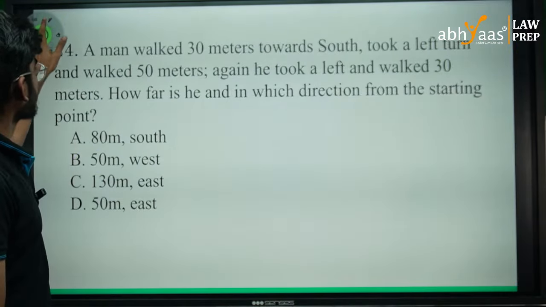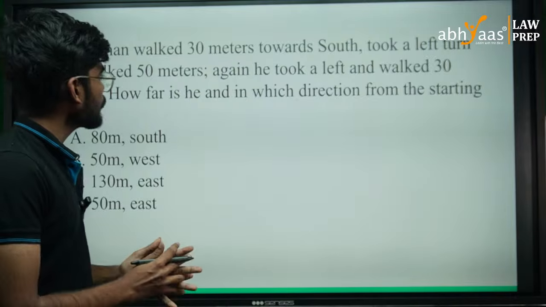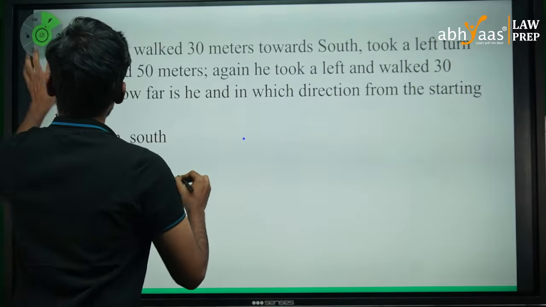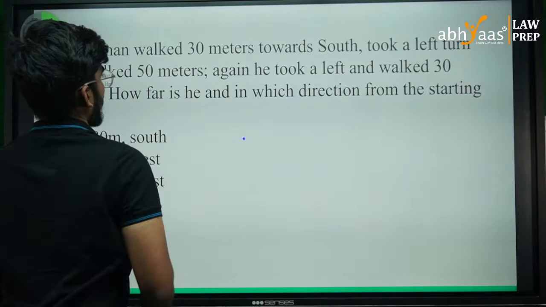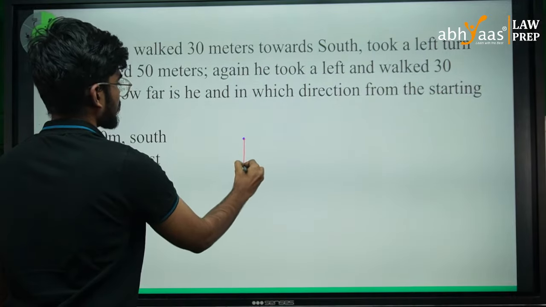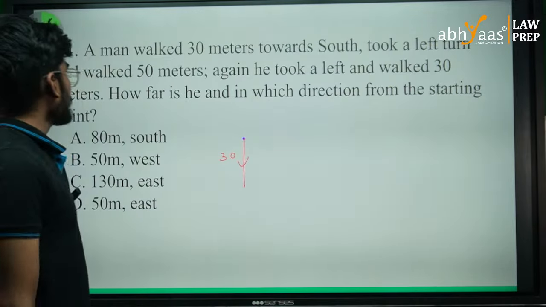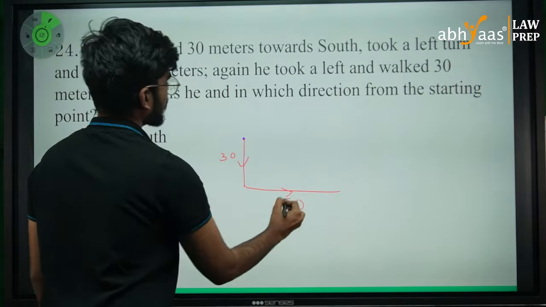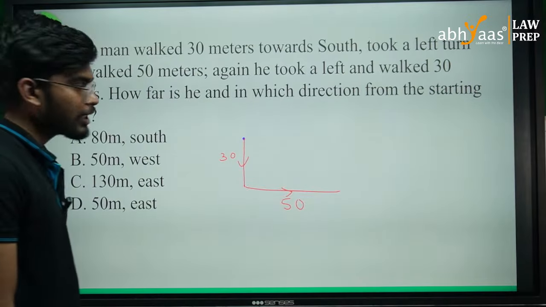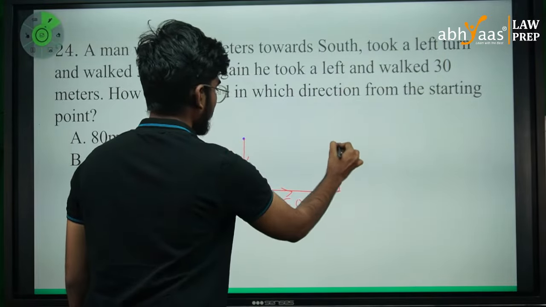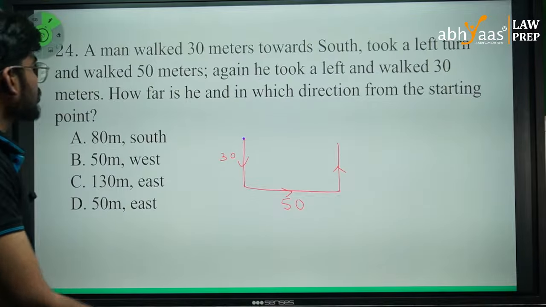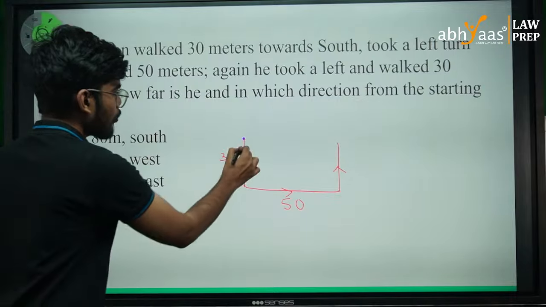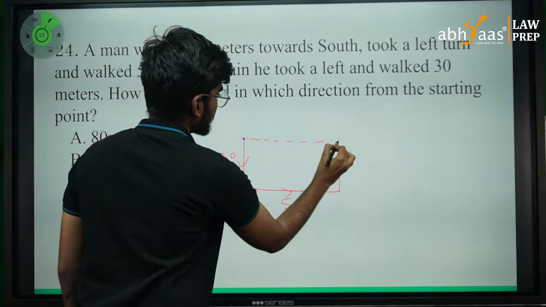In the next, a man walked 30 meters towards south. Okay, if I consider this as a starting point, 30 meters towards south, took a left turn and walked 50 meters. Okay, left turn and walk 50 meters. Again took a left turn and walk 30 meters. Okay, is again taking left and is walking 30 meters. How far is he and in which direction is he from the starting point? So this is the starting point and the direction, if you can see, the direction is east.